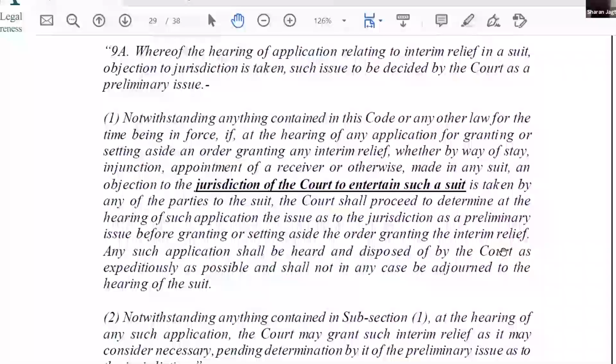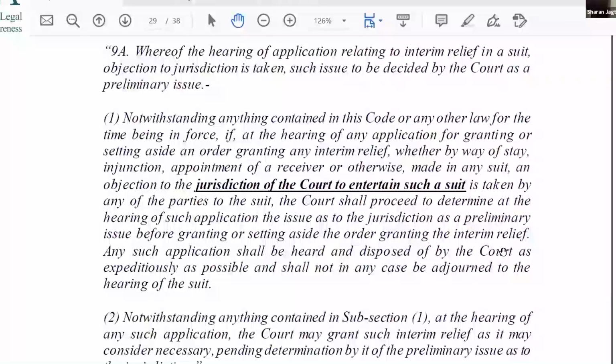And the language used in 9A was that if an objection to the jurisdiction of the court to entertain such a suit is taken by any of the parties, the court shall proceed to determine at the hearing of such application the issue as to jurisdiction as a preliminary issue. Now, this solution to a problem became much larger than the problem itself.